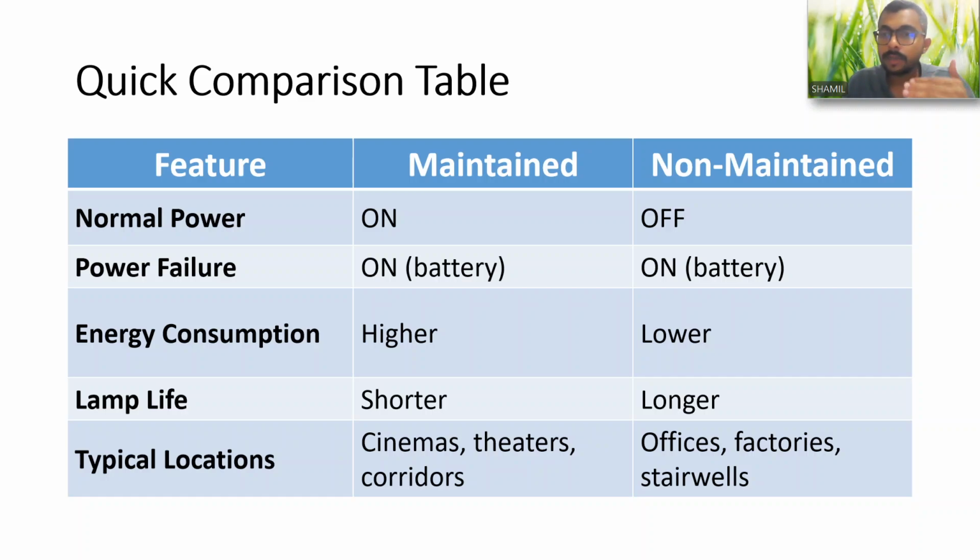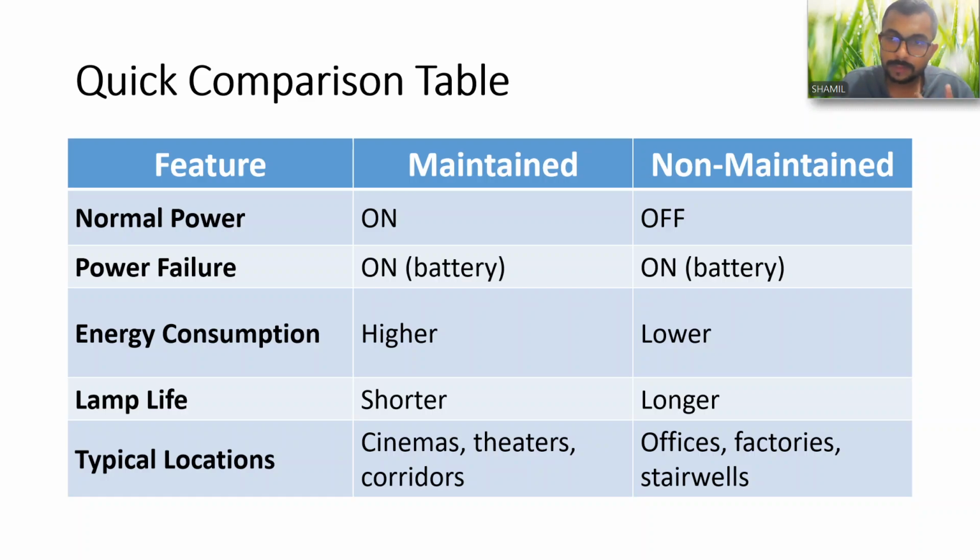Energy consumption is higher for the maintained emergency light because the light is continuously running 24/7, regardless of normal condition or the power failure condition. For the non-maintained side, the energy consumption is lower because the light is being utilized only during the power failure time. The lamp life for the maintained emergency light is shorter, whereas for the non-maintained emergency light is longer.